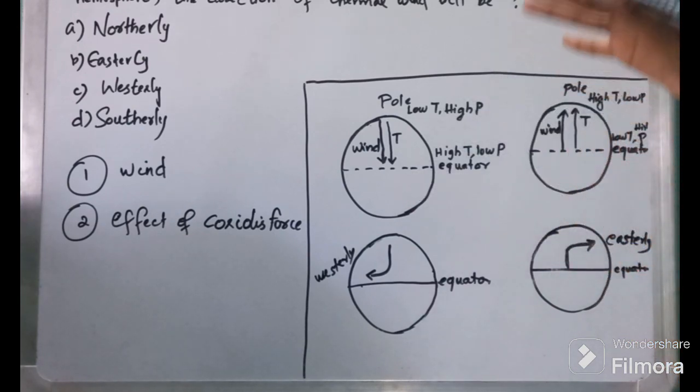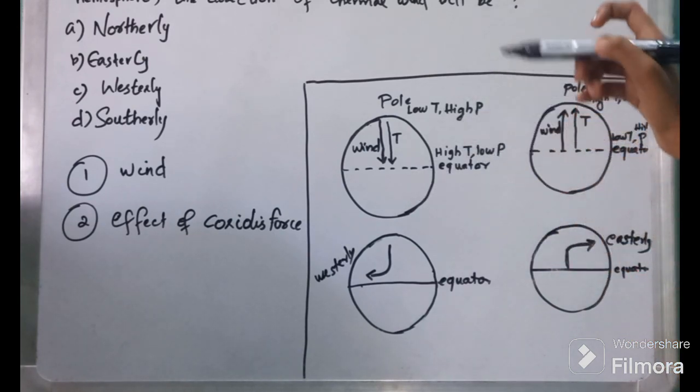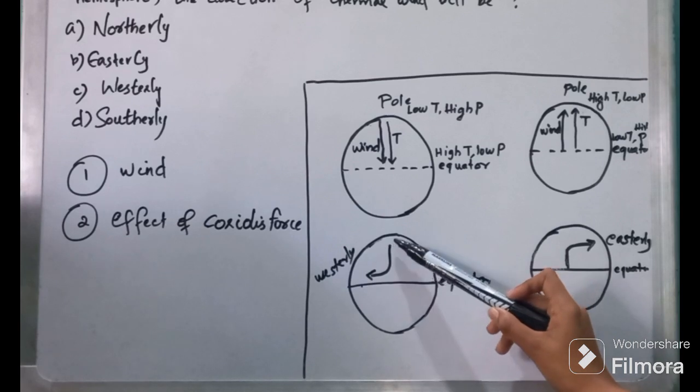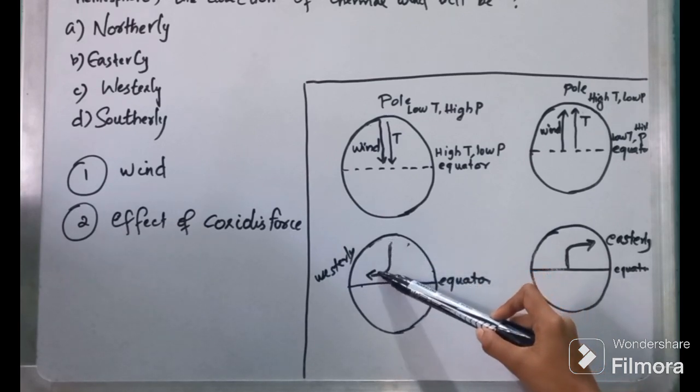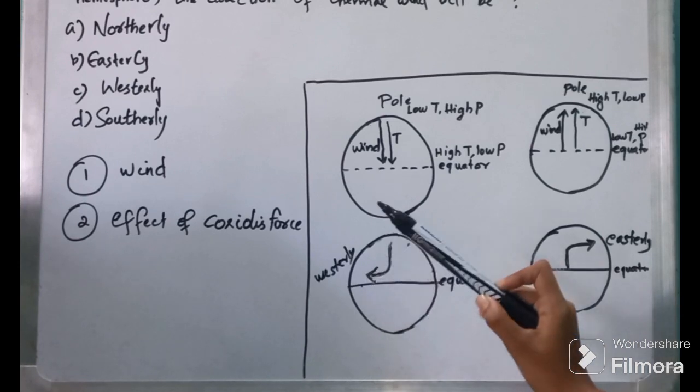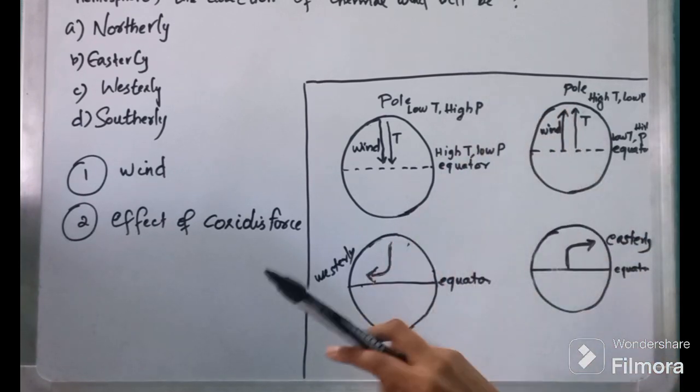So when something moves in the northern hemisphere, it deflects towards its right, so this wind deflects towards the west, that is towards its right. So this is the normal condition.